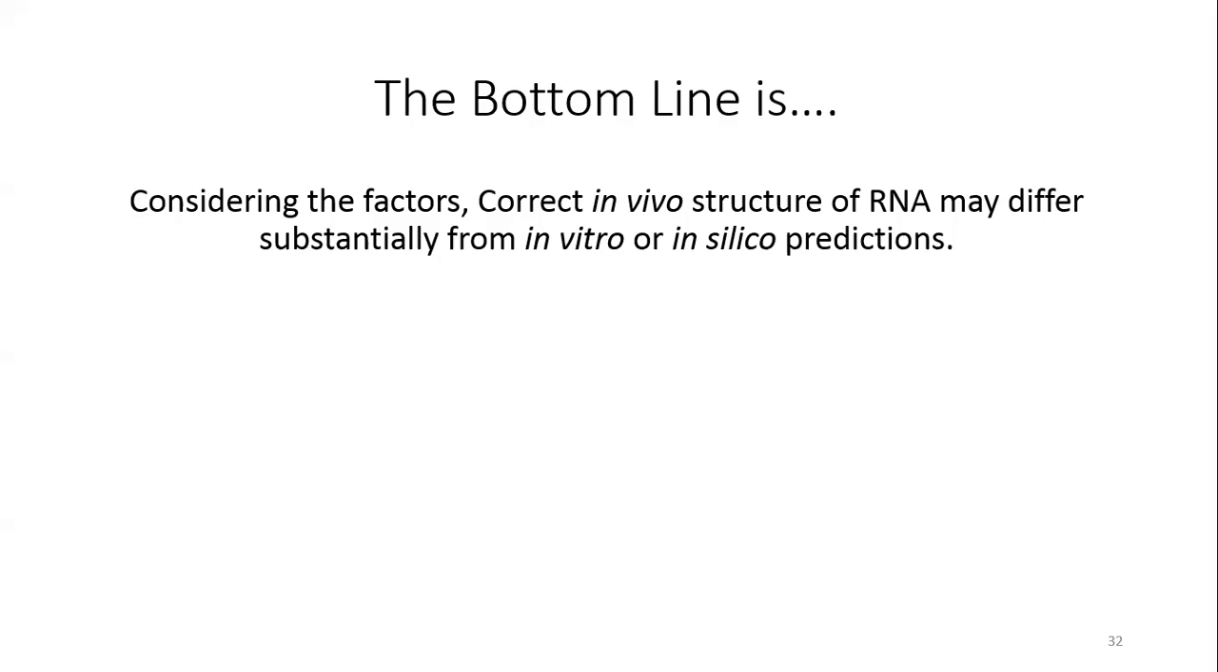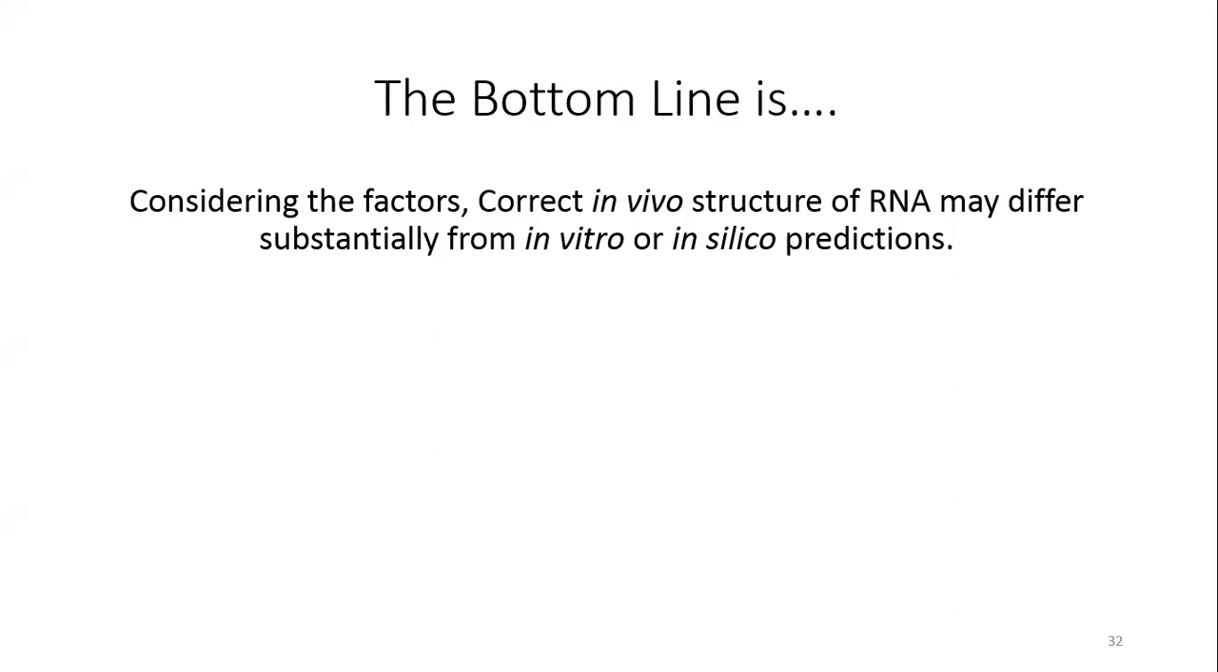Yes, sir. Okay, so now the correct in vivo structure of RNA may differ from the in vitro or in silico prediction that you might make. There are algorithms that take your RNA sequence and give you a kind of folded RNA structure, right? But it is not 100% guaranteed that the predicted RNA structure would be the same as what happens in your cell.